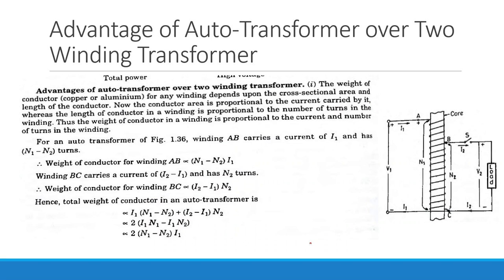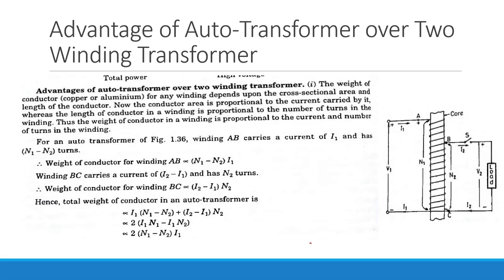So let us move on. Let us try to find out advantages of auto transformer over two winding transformer. So first we are going to consider auto transformer and try to find out, because it contains only one winding, is there any amount of copper saving? Can we save the copper if we are using only one winding instead of two windings? So let us find out that.